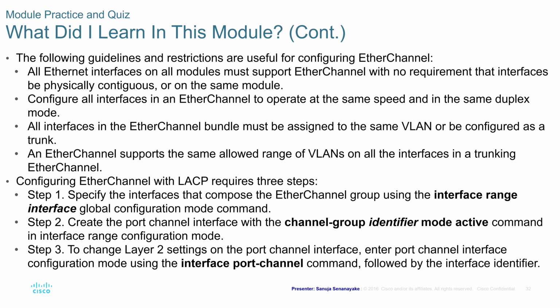To change layer 2 settings on the port channel interface, we enter the port channel interface configuration using the interface port-channel command in step 3 of this process, and then you give the identifier number afterwards. So you're going to be interface port-channel 1, 2, 3, whatever the channel-group number. So those are the 3 steps that you need to take to create an EtherChannel with LACP.